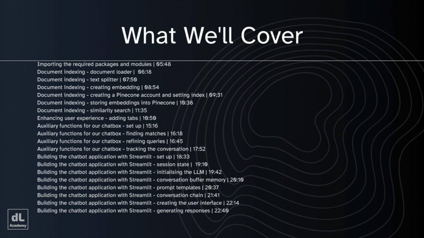In order to make sure that our Chatbox handles queries effectively, we're going to create some auxiliary functions. We will initialize the ChatOpenAI model and set up a conversation chain to manage the Chatbox flow. Containers in Streamlit will become our canvas. Users will input queries and the Chatbox will handle responses, refined queries, and contextual matches.